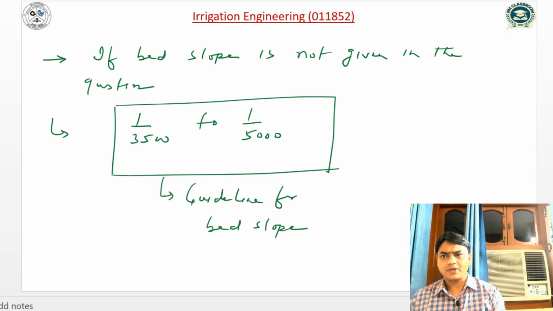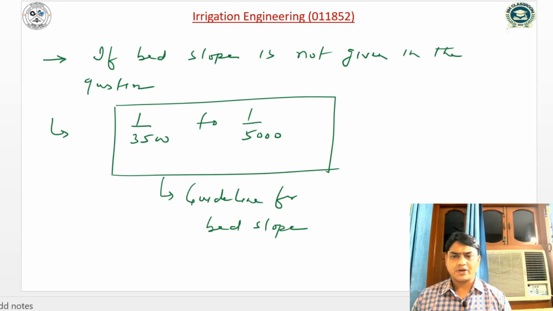So once again I am repeating the design procedure of the Kennedy's theory. Firstly we have to take the initial trial depth, and with the help of this trial depth we find the critical velocity by using the equation V naught is equal to 0.55 m y to the power 0.64, where V naught is the critical velocity in meter per second and y is the depth in meter, and m is the critical velocity ratio, that is the ratio of actual mean velocity to the critical mean velocity.